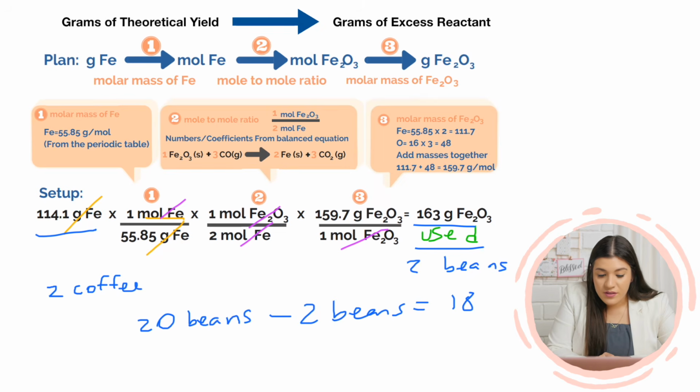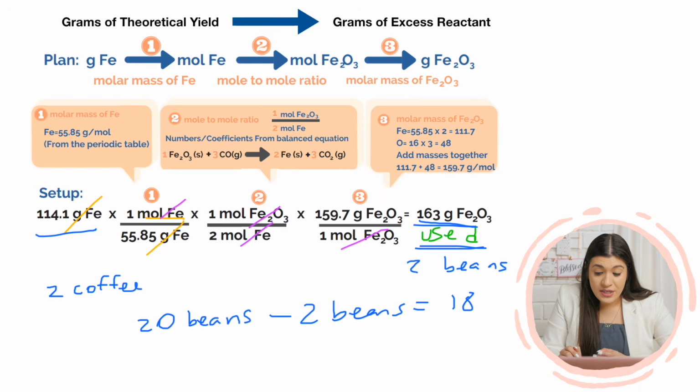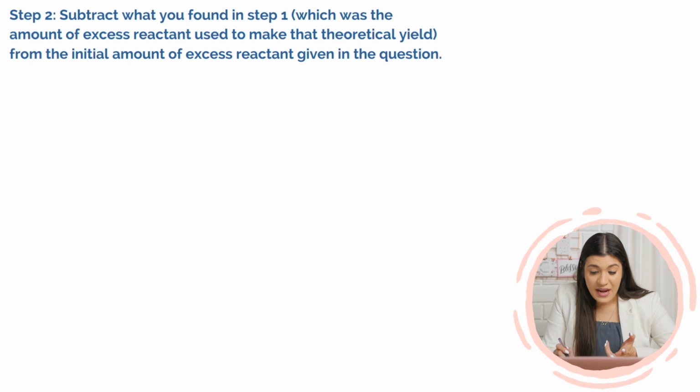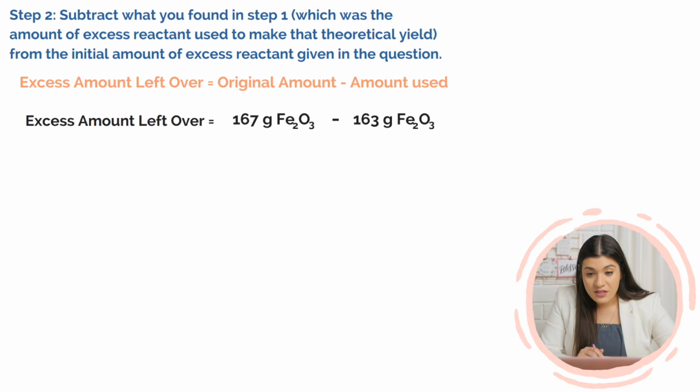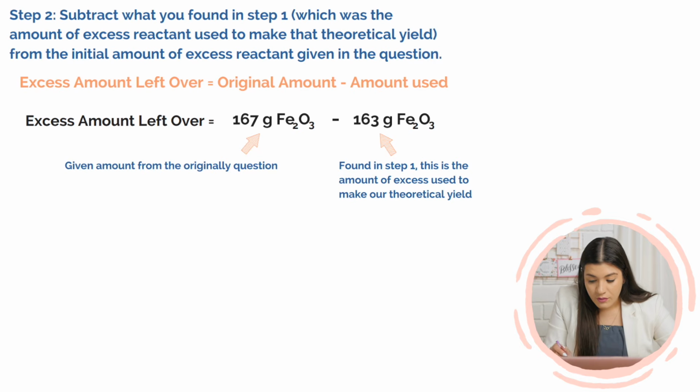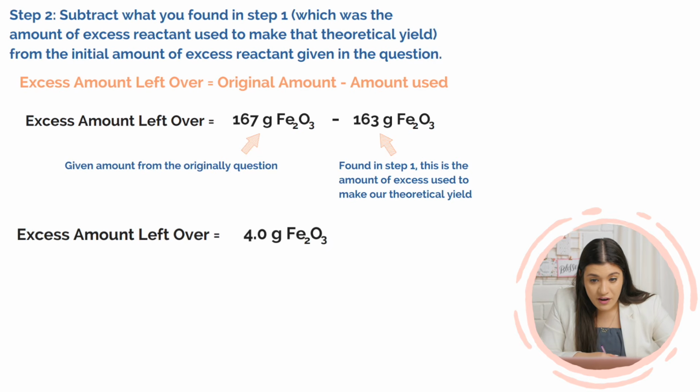the grams of theoretical yield, and then I have to make my way to the grams of my excess reactant, which is going to give me how much I used in the reaction. From there, I then have to subtract that from the original amount that was given in the question. And if we went back to the original question, they gave us 167 grams of our excess reactant. Subtract that by the amount that we just found, and that's going to give us 4 grams of iron oxide. So that's going to be how much is left over. Does that make sense? Yeah.